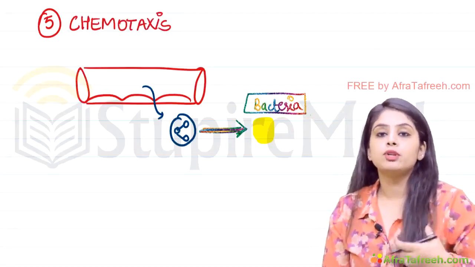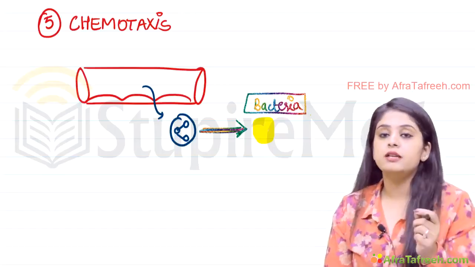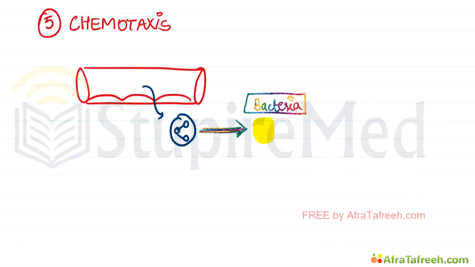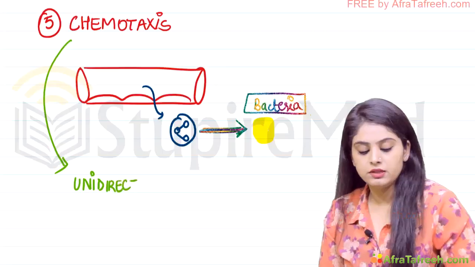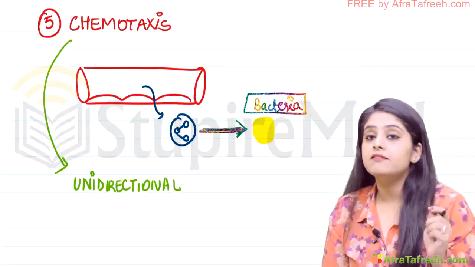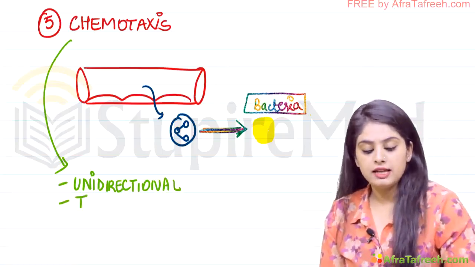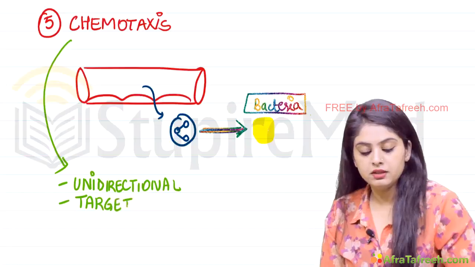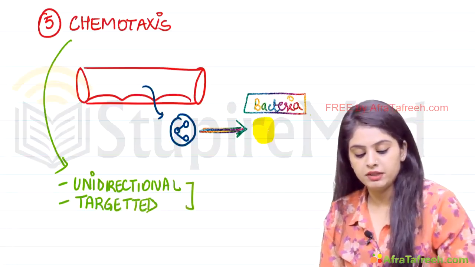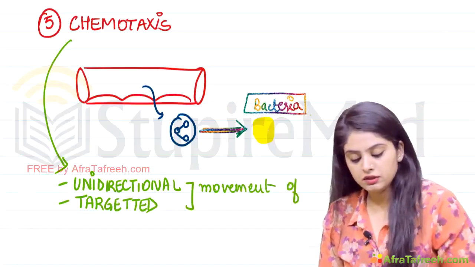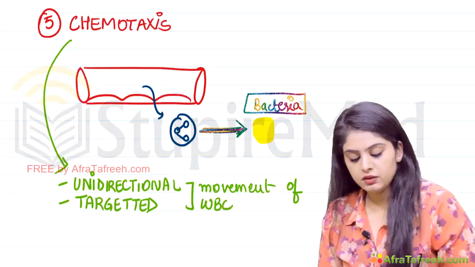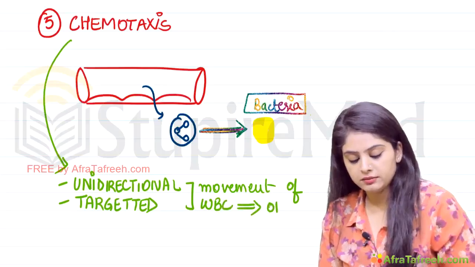So remember, if I want to put it in theoretical or definition form, the definition is very important, it is a one-liner question. Chemotaxis is nothing but the unidirectional. Please focus on every term over here. Every term is an MCQ. It is the unidirectional and targeted movement of the WBC towards the organism.